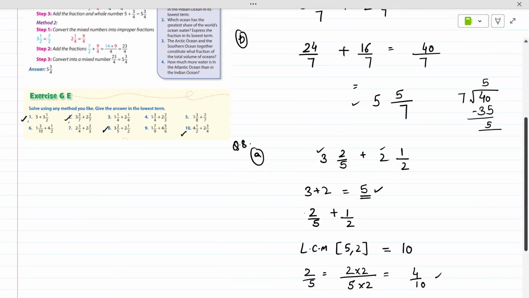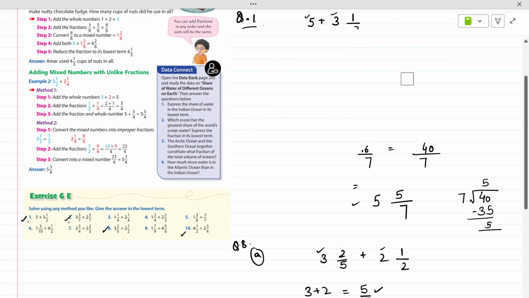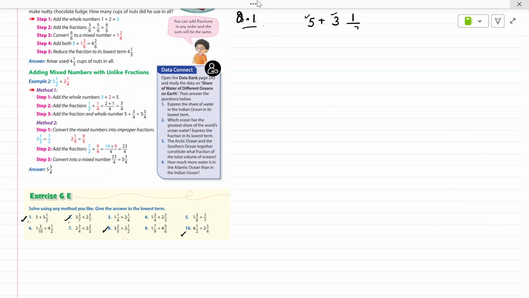Also, I am picking the last question now, which is question number 10. Okay, so in question number 10, kids, what we have is 4 1 by 2 and the other part is 2 3 by 4. So if you see this question, we can very well see that these are two unlike fractions. To solve this question, I am using the second method now, so that we have solved all four questions with both the methods. Question number 10. 4 1 by 2 plus 2 3 by 4.